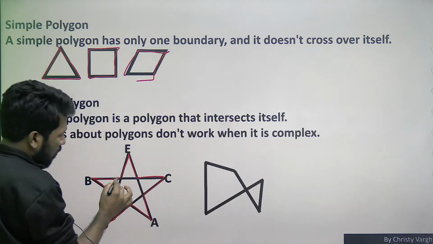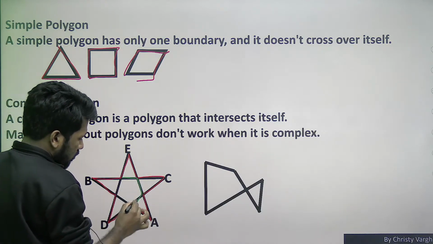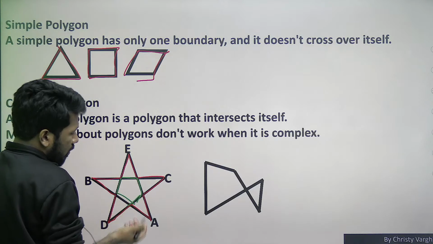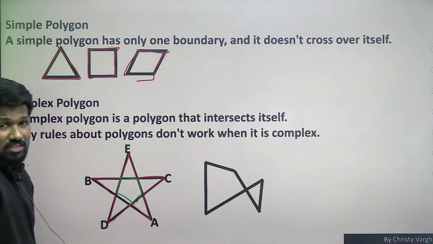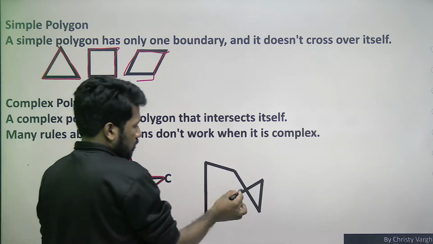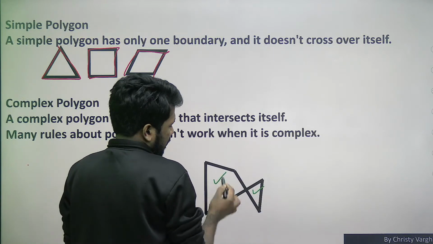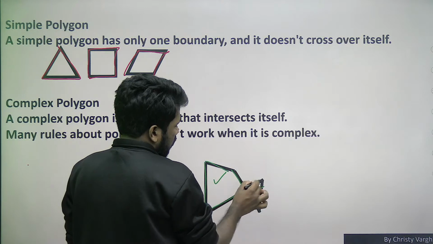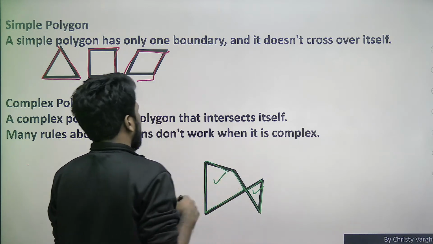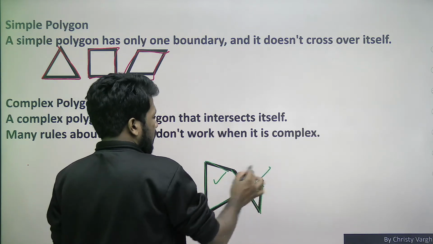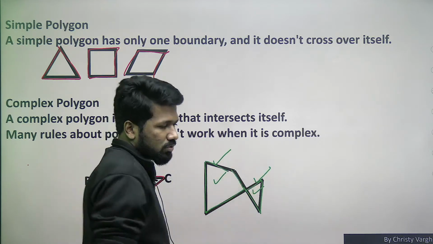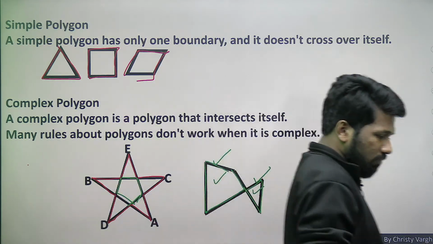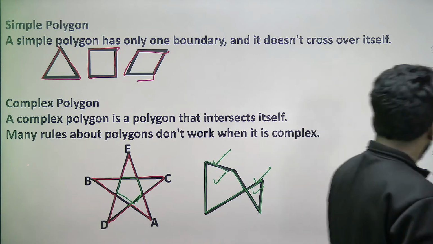There is another set of boundary, or we can say here multiple polygons are crossing each other. Here also, this can be considered a polygon, this can be considered a polygon. Both together will make a complex polygon. Or we can say one closed boundary, another closed boundary. Did you all understand what a complex polygon is?